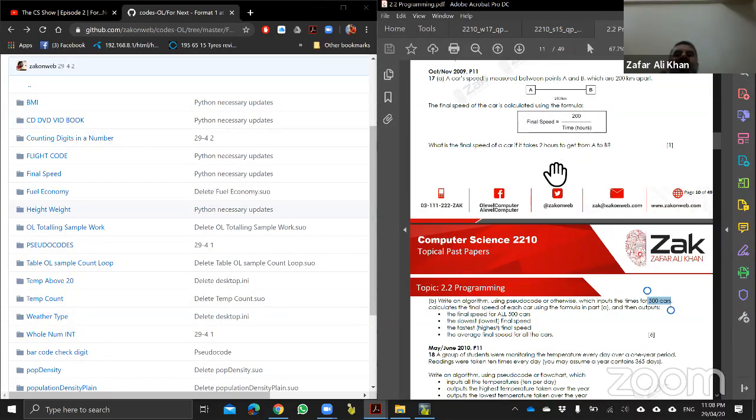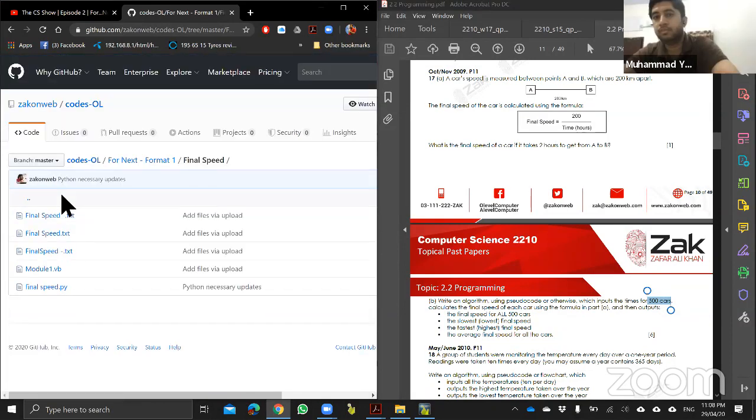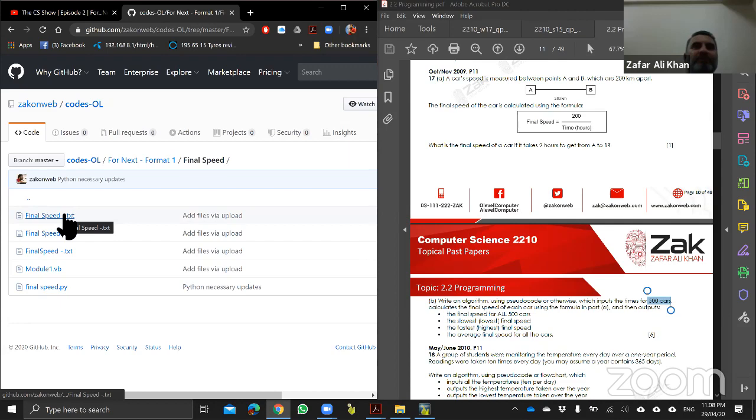Now you need to understand, in the previous question distance traveled and fuel economy were both unknown, so we had to take those as input. But over here the distance is known, only the time is unknown, so we will be taking input for the time. Calculate the final speed of each car using the formula here. The final speed of all 500 cars we have to calculate.